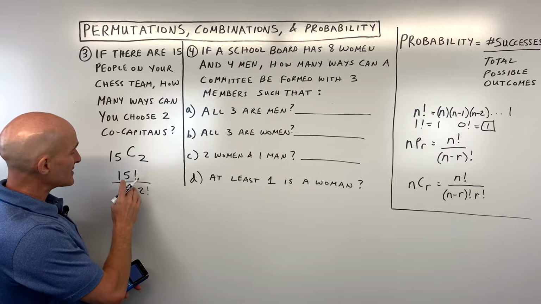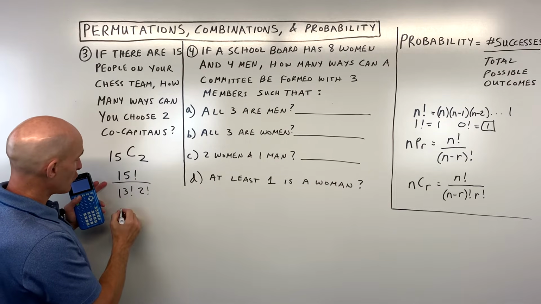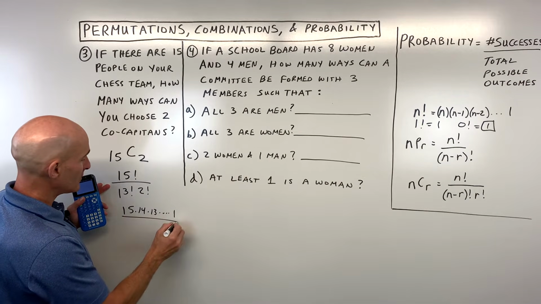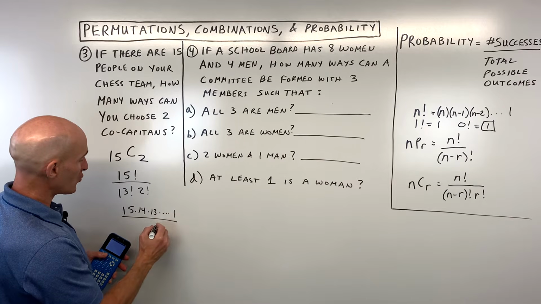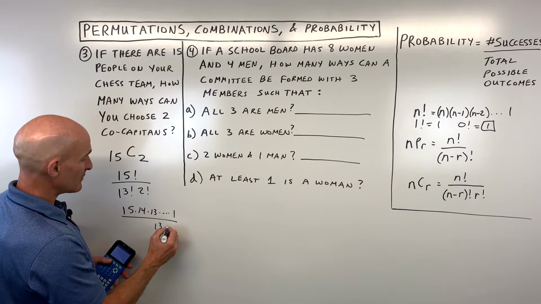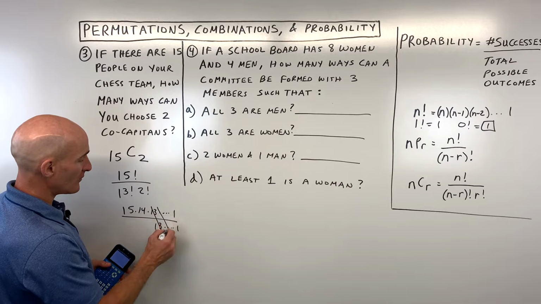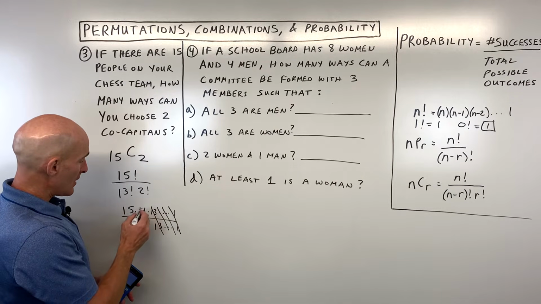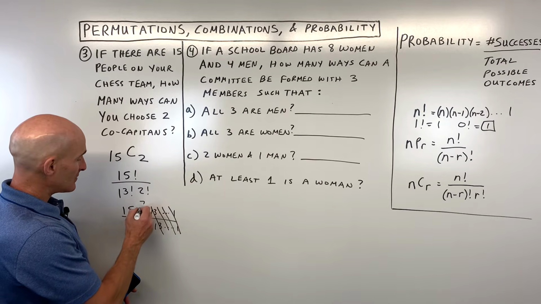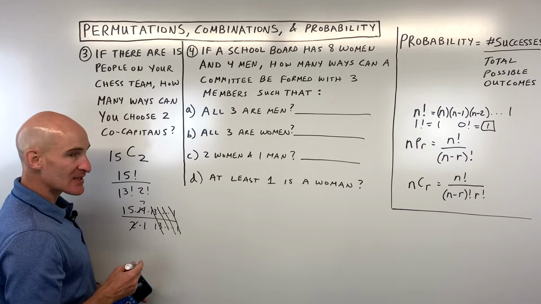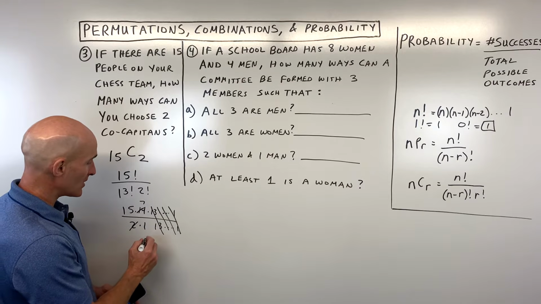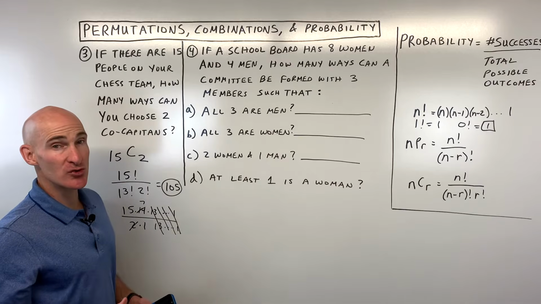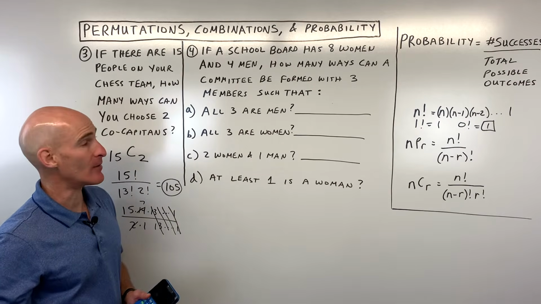So if we simplify this down, you can do this by hand. 15 factorial is 15 times 14 times 13 all the way down to 1, which you could just write as 15 times 14 times 13 factorial. That's going to cancel with this 13 factorial, 13, 12, 11, all the way down to 1. And then 2 factorial is just 2 times 1. 14 divided by 2, we can reduce that to 7. And 15 times 7 is 105. Divided by 1 is just 105. So there's 105 different ways to choose those 2 co-captains out of the 15 chess members.